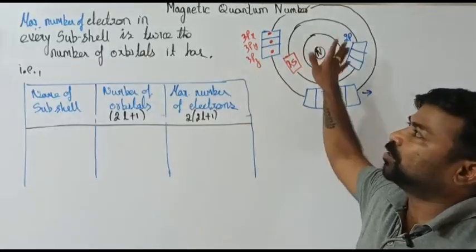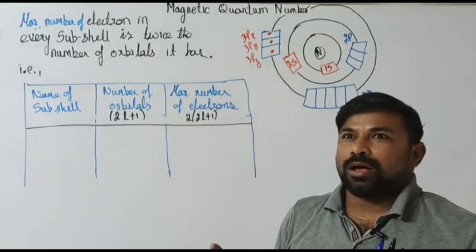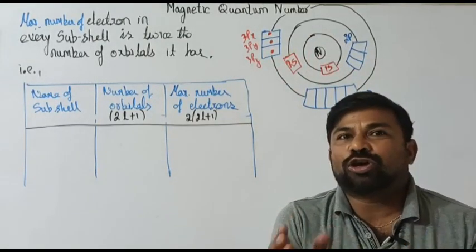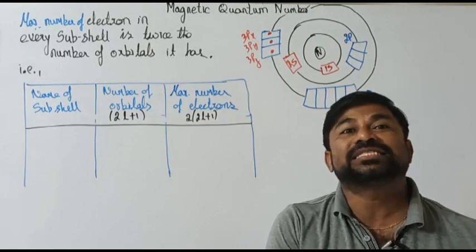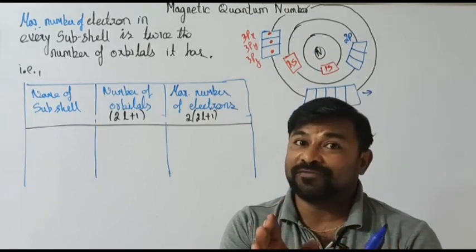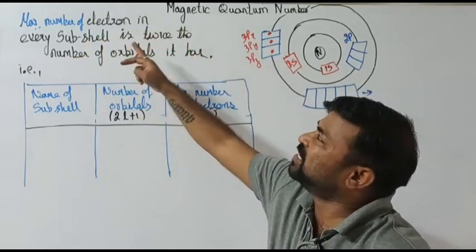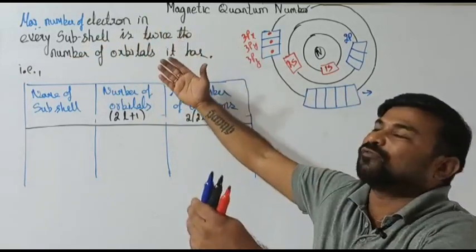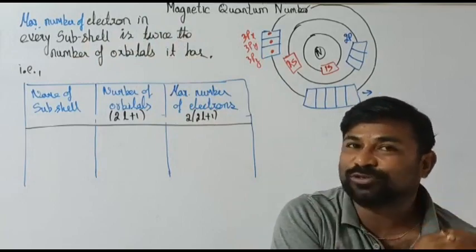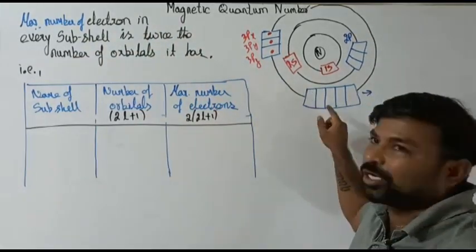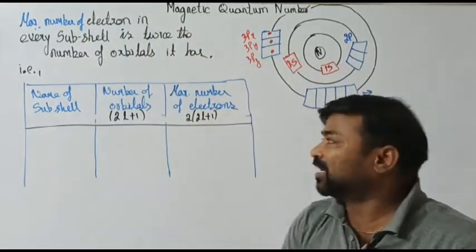concept of magnetic quantum number is how many number of electrons are present in each subshell. Right, we are given a formula. Now let's get back. Maximum number of electrons in every subshell is twice the number of orbitals it has. We have to remember that one. How many number of electrons are there? Let me go with an example.